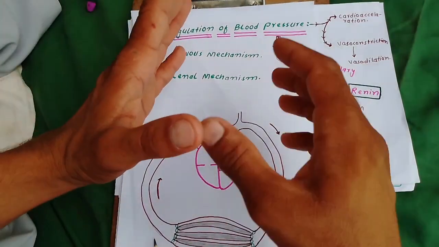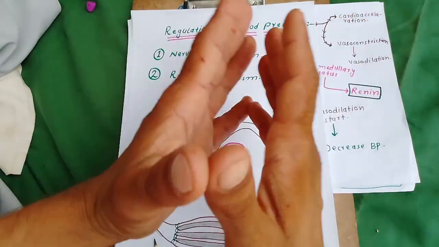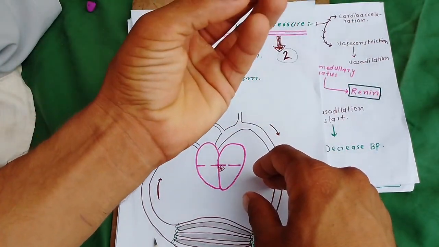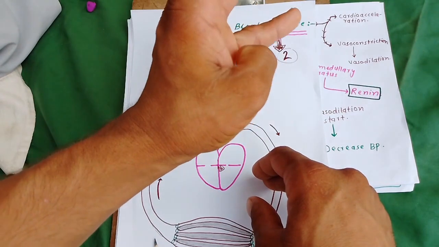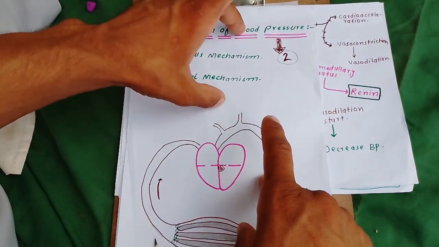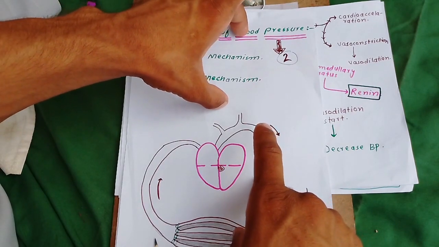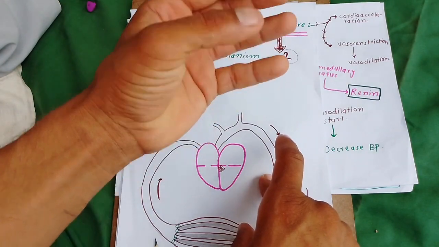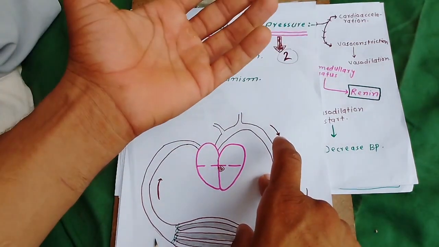As we know, in normal physiological conditions, our blood pressure, the arterial blood pressure especially, changes. Here I do not explain the venous blood pressure or the capillary blood pressure, but this is the regulation of arterial blood pressure. Sometimes it decreases, sometimes it increases.